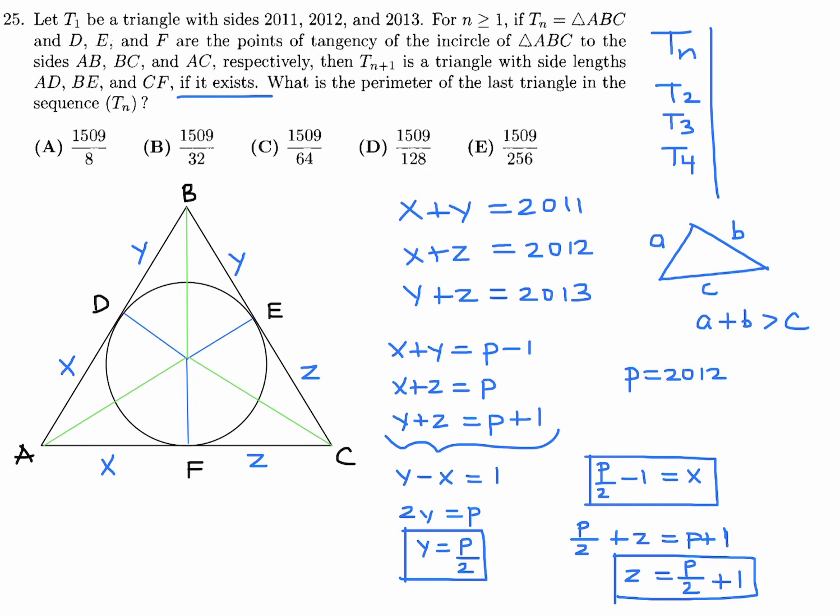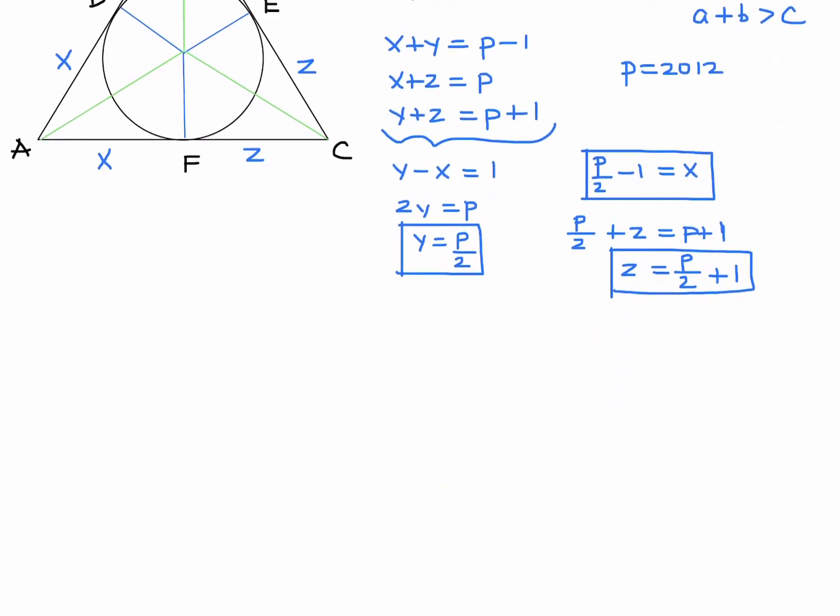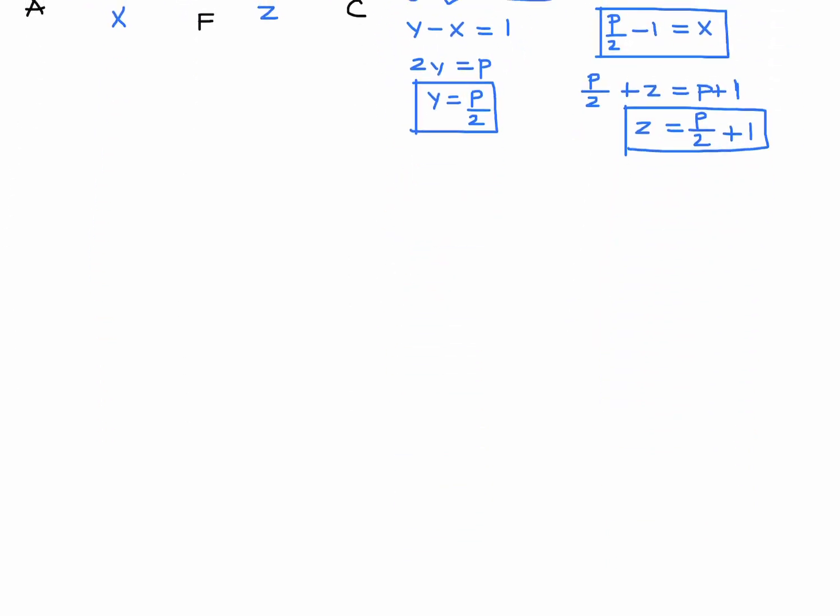And now I can start making my list of t's. So using these three general formulas, 1, 2, and 3. So the first one, t1, I have xyz as p over 2 minus 1, p over 2, and p over 2 plus 1. And remember, p, we had made the substitution as being equal to 2012. And when you do plug that in, you get values as follows. This is t2.